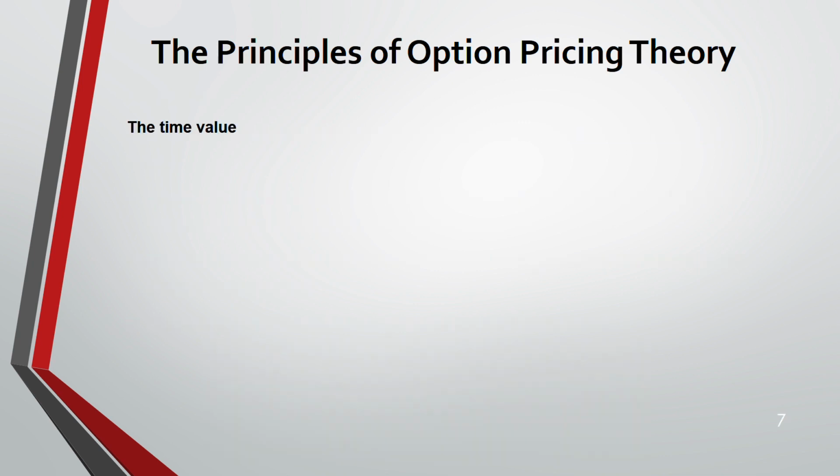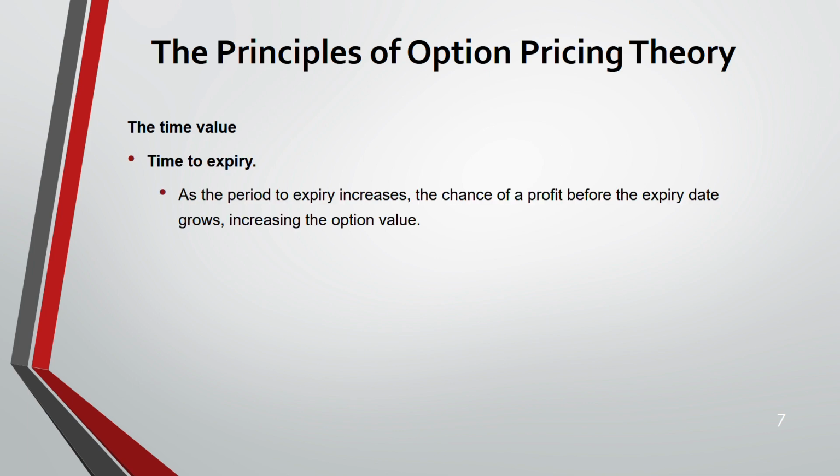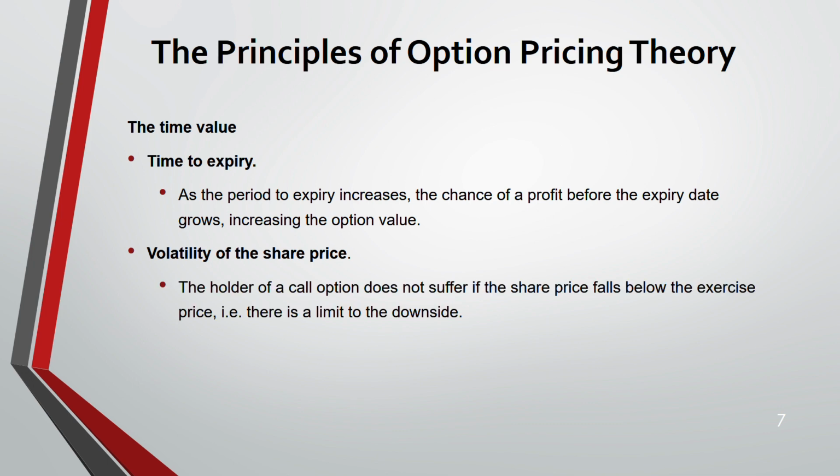The second way to value your option, the second element, is time value. Time value includes time to expiry. As the period to expiry increases, that means you have a longer time, so you can make more profit before the expiry date, which increases the option value. In conclusion, the longer the time to expiry, the higher the value of the call option. The second element, again related to time value, is the volatility of the share price. Volatility means how much your share price keeps changing, up and down, up and down. It does not remain stable. Another word is the standard deviation.